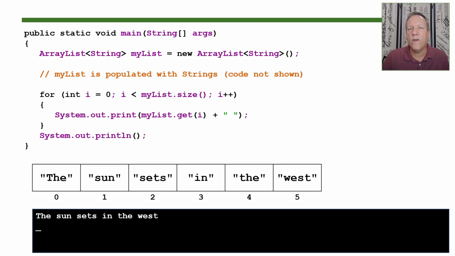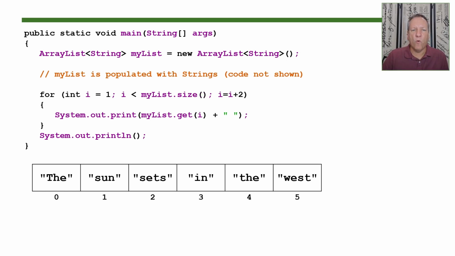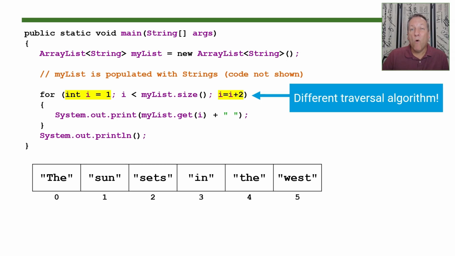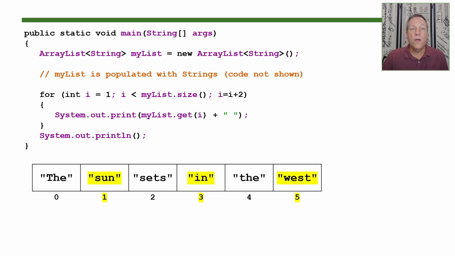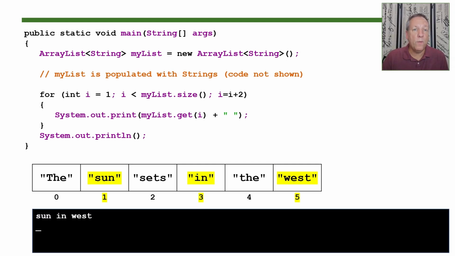Okay, let's look at one more variation. Let's change our for loop so that we start i at 1 and we increment by 2 with every iteration. And this will mean i has the values of 1, then 3, then 5. We know that ArrayLists have random access data, so we do not need to access the elements of the ArrayList in sequential consecutive order. So this traversal allows us to print out the words that have an odd index number. So when we run this code, we print out sun and west, only the elements that have odd index numbers in our ArrayList. And that's another type of traversal that we can do with our ArrayList.